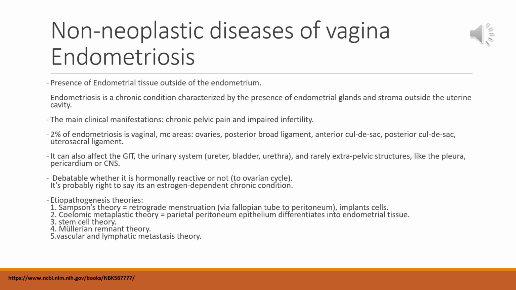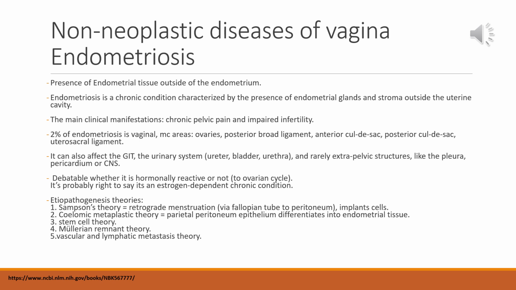The rest, far more commonly, for example, are in the ovaries, posterior broad ligament, anterior and posterior cul-de-sac, uterosacral ligament, and also other areas like GIT, urinary system, and even extra pelvic structures. It is debatable whether it is hormonally active or not, meaning some of our professors look at it like it is hormonally active and some are not so sure. Online trusted resources like publications often suggest it is estrogen dependent, meaning that with the ovarian cycles, the hormonal cycles, estrogen peak causes it also to proliferate, for example, and that could trigger the pain.